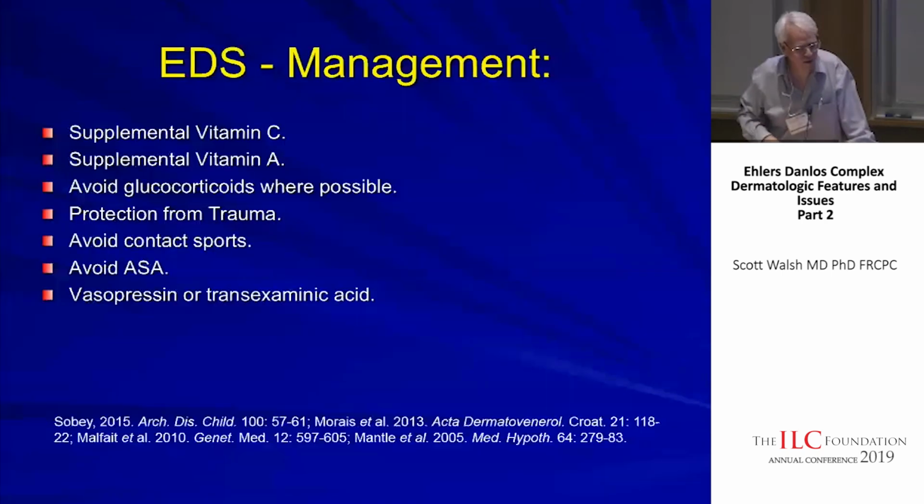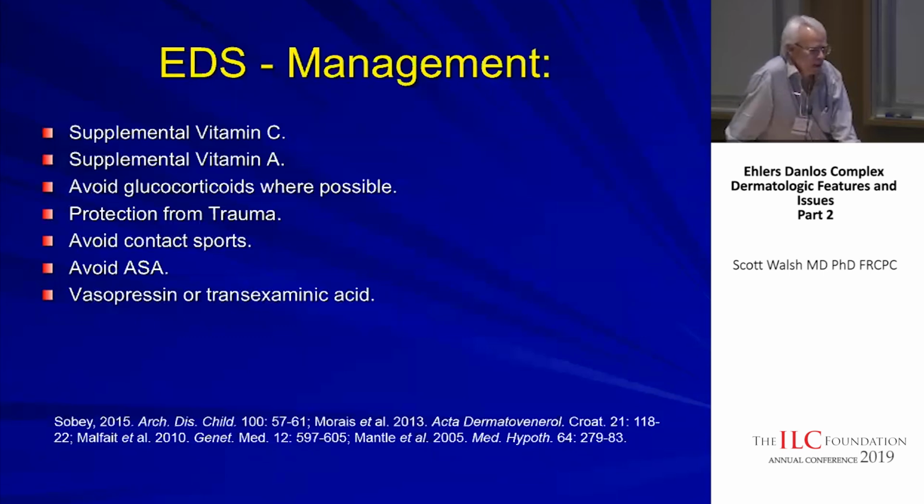So when we look at management of EDS, remember that the things that upregulate collagen were vitamin C and vitamin A. So that's why you say go crazy with vitamin C, don't go crazy with vitamin A, just a little bit, because vitamin A causes hepatotoxicity with too much of it. Avoid steroids where possible, protect from trauma, avoid contact sports, as we've heard today. Avoid aspirin because you have a tendency to bleed more easily because the blood vessels aren't supported as well. In surgery, if there is a problem with bleeding, most people respond to tranexamic acid. It's just a way to try and clot more quickly.